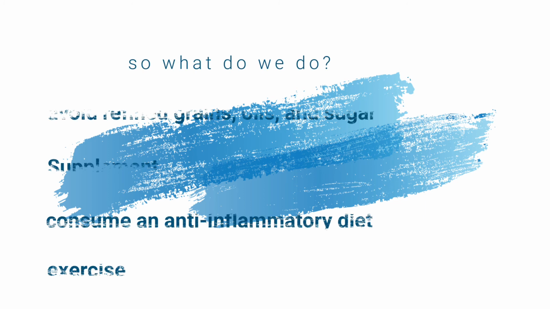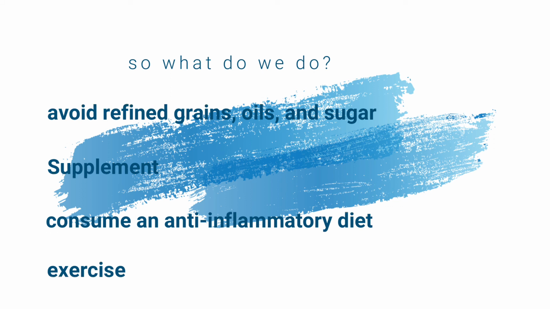So the best way to treating osteoarthritis is taking the preventative approach. The first thing that will help the most is consuming an anti-inflammatory diet. An anti-inflammatory diet avoids three main things: refined grains, oils, and sugar. By doing this, we reduce all those inflammatory markers in the body, including that MMP enzyme, which is known to destroy cartilage in the joints.